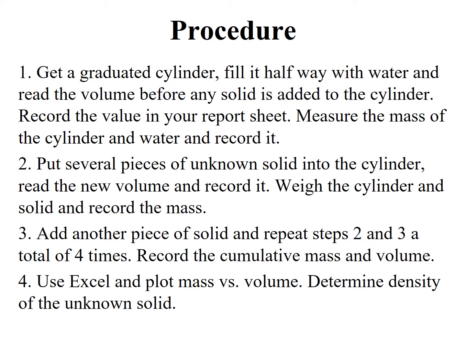So what you're going to do is get a graduated cylinder and fill it up with water. You read the volume before you add any solid to the cylinder. You record the value in your report sheet, and then you measure the mass of the cylinder and the water and record it. Then you put several pieces of the unknown solid in the cylinder, read the new volume and record it. You weigh the cylinder and the solid, with the water in it, and record the mass.